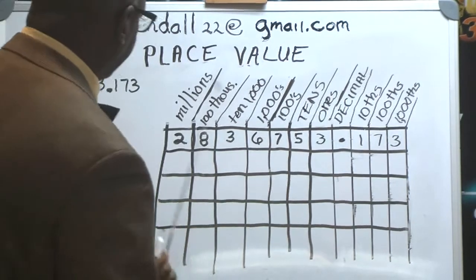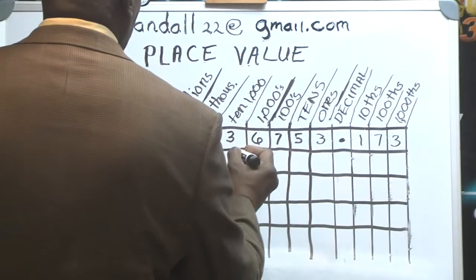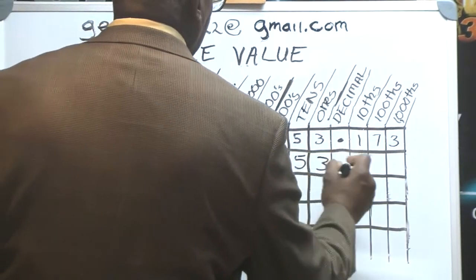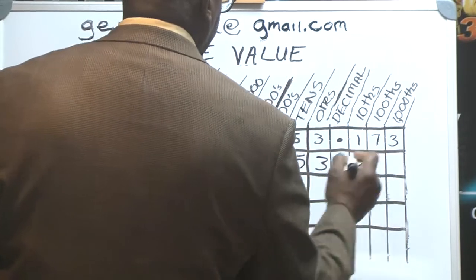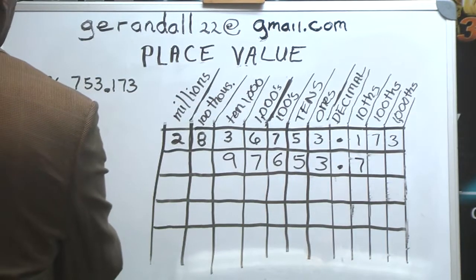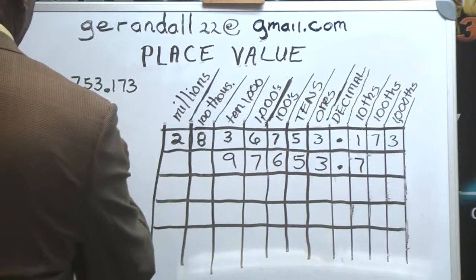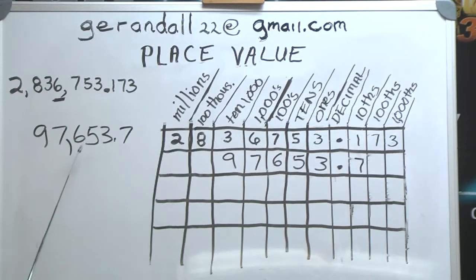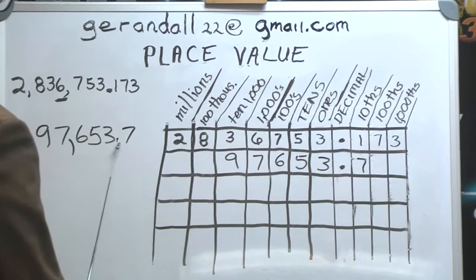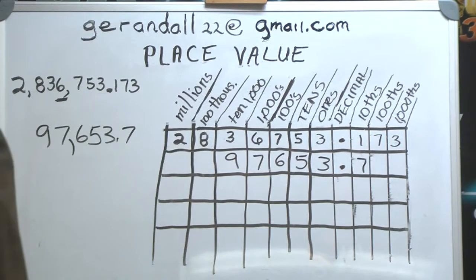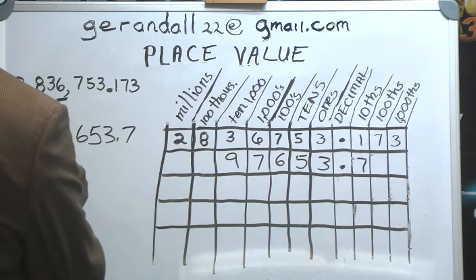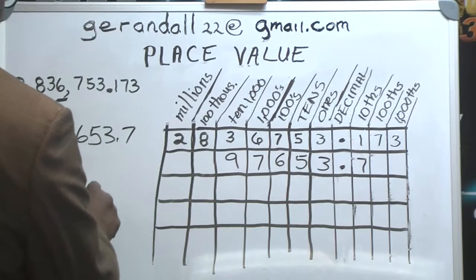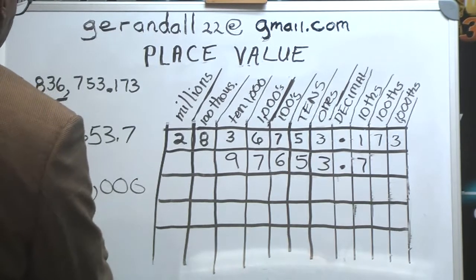Let's look at another number. 9, 7, 6, 5, 3, and 7. That's 97,653 and 7/10. Again, if we underline just this 9 here, that would be 9 times 10,000 for 90,000.